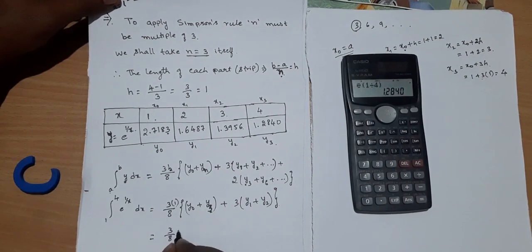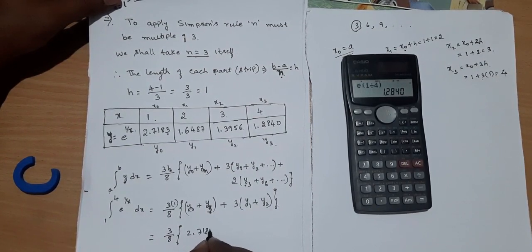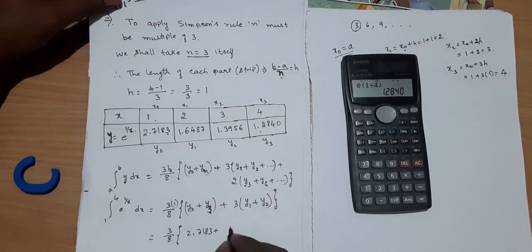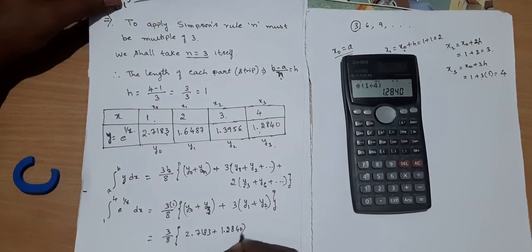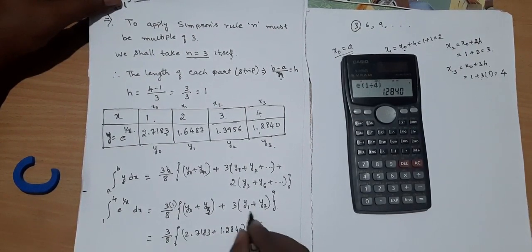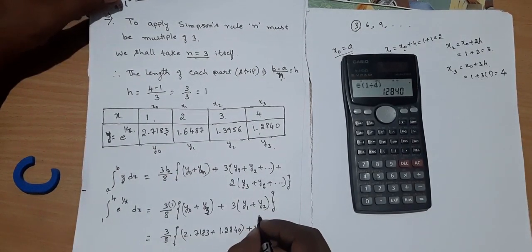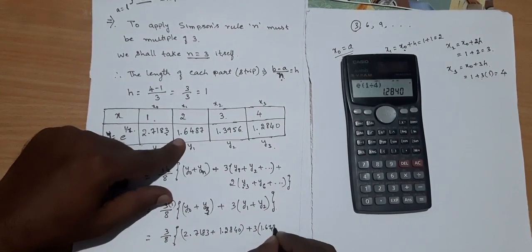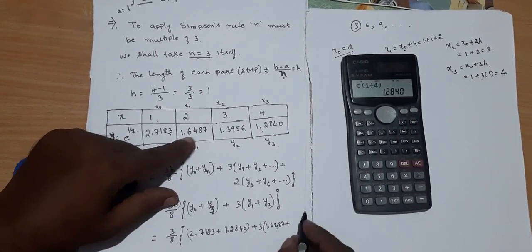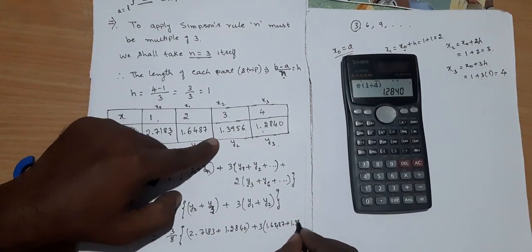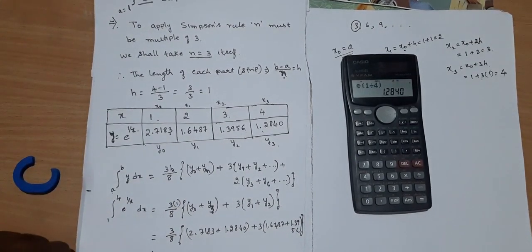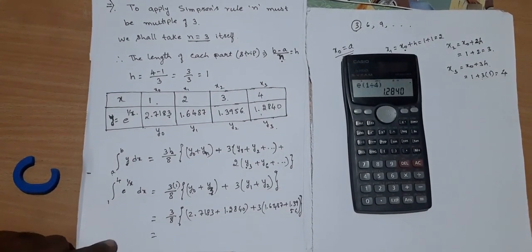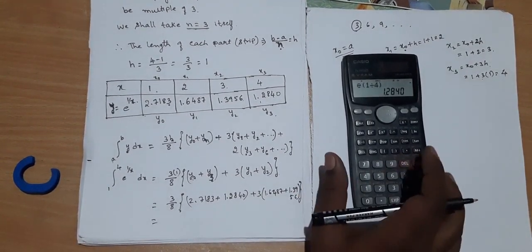Here 3 by 8 into y0 is 2.7183 plus y3 value is 1.2840 plus 3 times of y1 value is 1.6487 plus here y2 value is 1.3956. Now here if you add, what do you get the solution now?